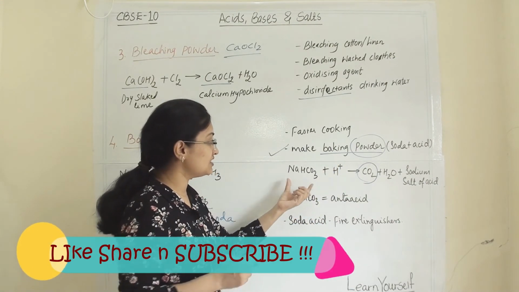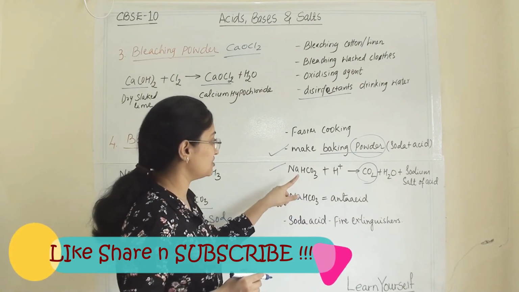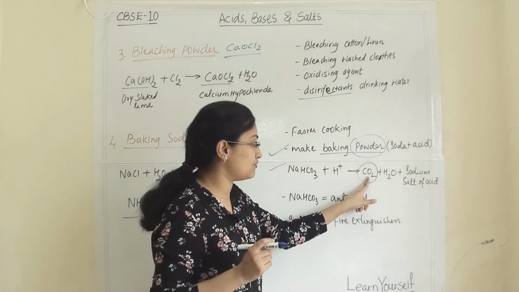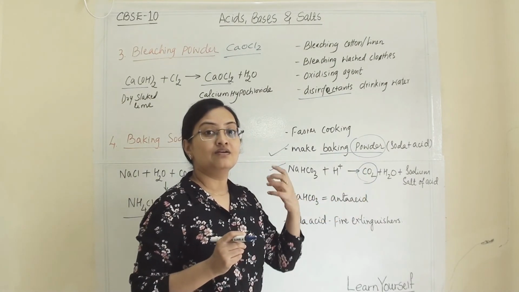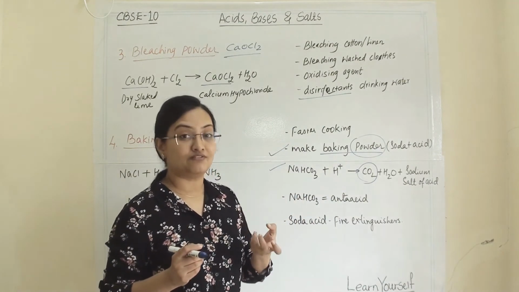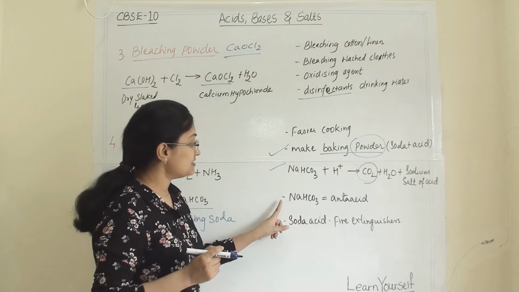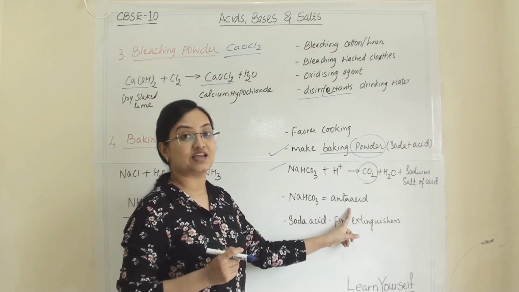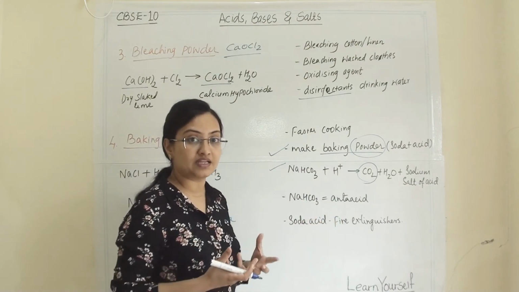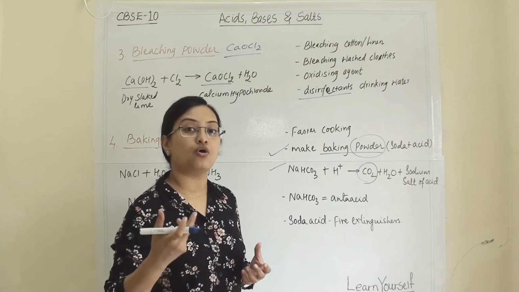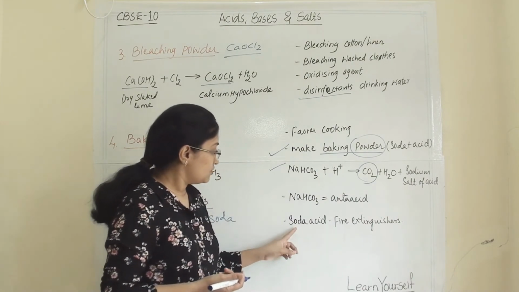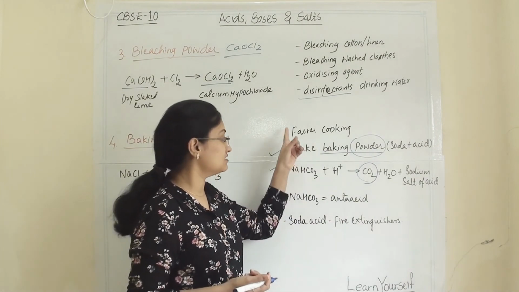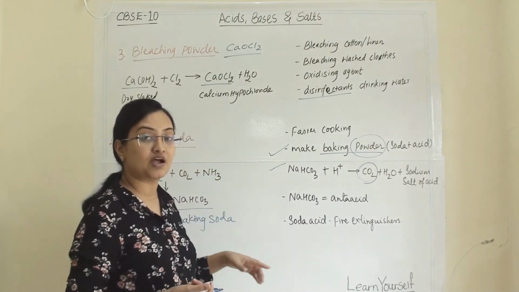Because this reaction will take place, and from this reaction, this is our baking soda. When it reacts with a mild acid, it will give us carbon dioxide. This carbon dioxide will make buns and pastry fluffy and spongy. Then sodium hydrogen carbonate, our baking soda, is also used as an antacid because it has a basic property. Sometimes it is also used as a cure for acidity. Then soda acid is also used as a fire extinguisher. So these are some of the important uses of sodium hydrogen carbonate.